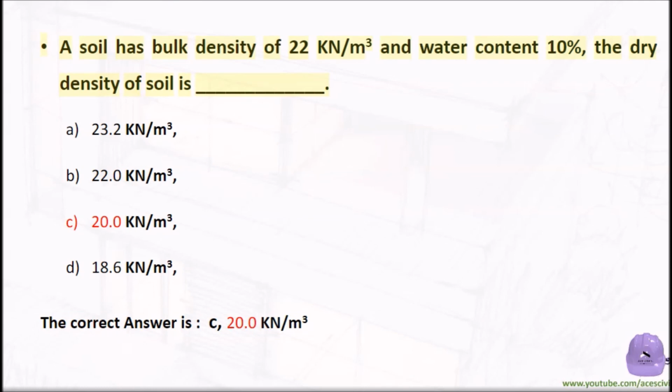A soil has a bulk density of 22 kN/m³ and water content of 10%. The dry density of the soil is: A. 23.2 kN/m³, B. 22.0 kN/m³, C. 20.0 kN/m³, D. 18.6 kN/m³. The correct answer is C. 20.0 kN/m³.